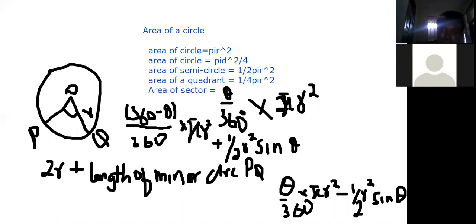Let me clean the board and let's do some work. Okay, so you have this diagram, and you have another diagram. The radius of this one is 7 cm. Then the radius of the bigger one is 14 cm.